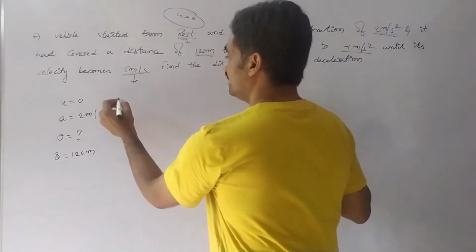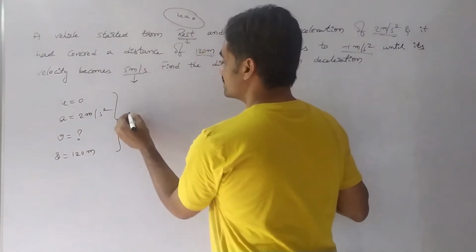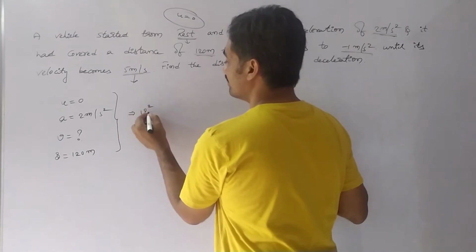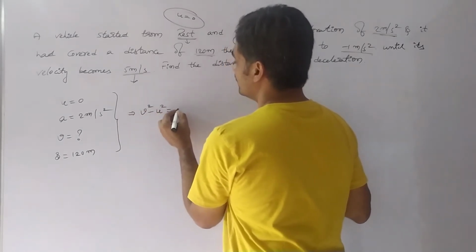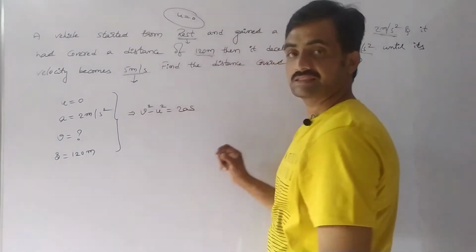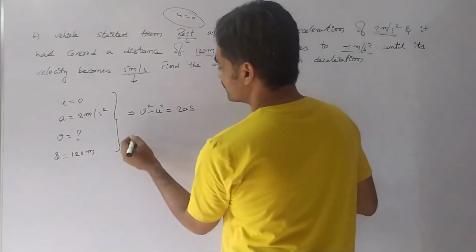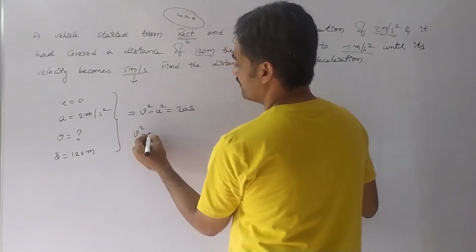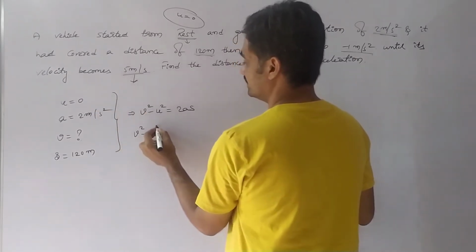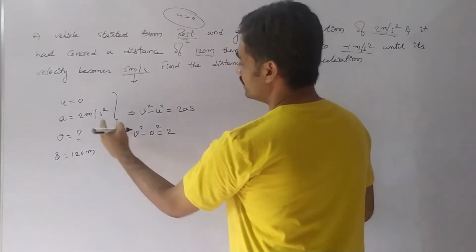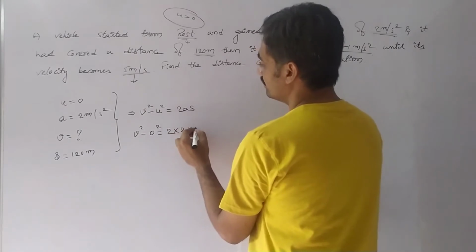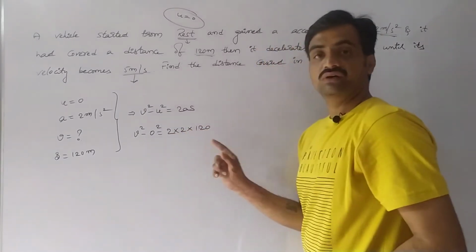Here we have the initial velocity, acceleration, final velocity, and distance. Based on that, we can consider the equation v square minus u square equals 2as. Substituting, we have v square minus 0 square equals 2 into 2 into 120.